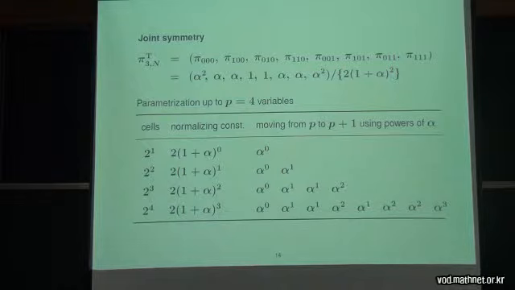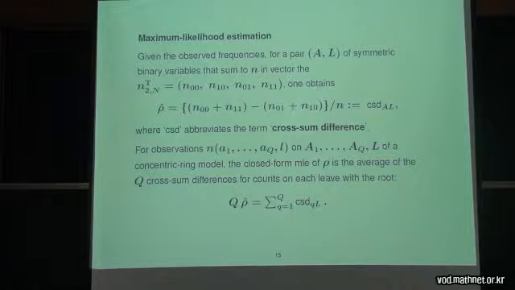So, maximum likelihood estimation. Given the observed frequencies for any pair of symmetric binary variables that sum to n, we can write it also in a row vector like here. And then the maximum likelihood estimate of rho is precisely what we saw before, the cross-sum difference. It's something that has appeared essentially nowhere in the statistical literature so far, that the correlation coefficient turns, in that special case, into such an extremely simple measure. And we call it the cross-sum difference of the two variables involved.